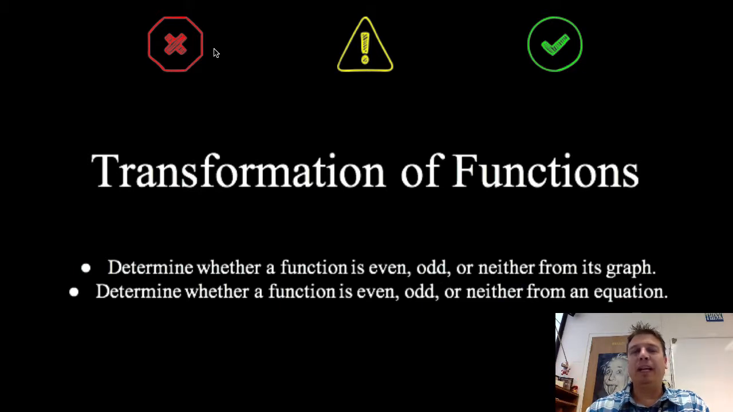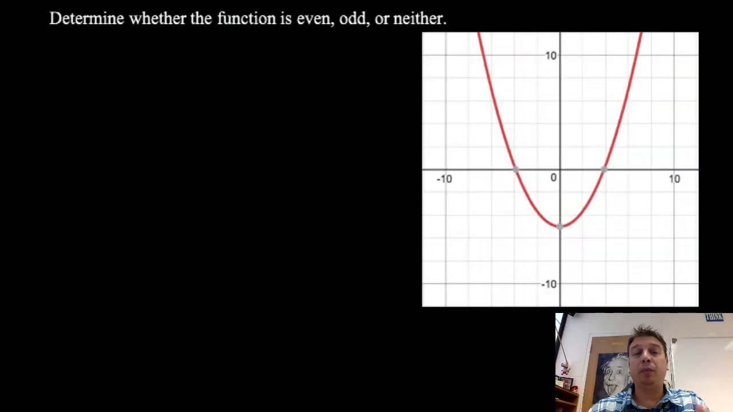All of those different transformations we're going to work on. But before we even do that, we're going to start talking about whether a function is even, odd, or neither, and we'll do it based off of its graph and based off of its equation. So let's start with the graph. Determine whether the following function is either even, odd, or neither.